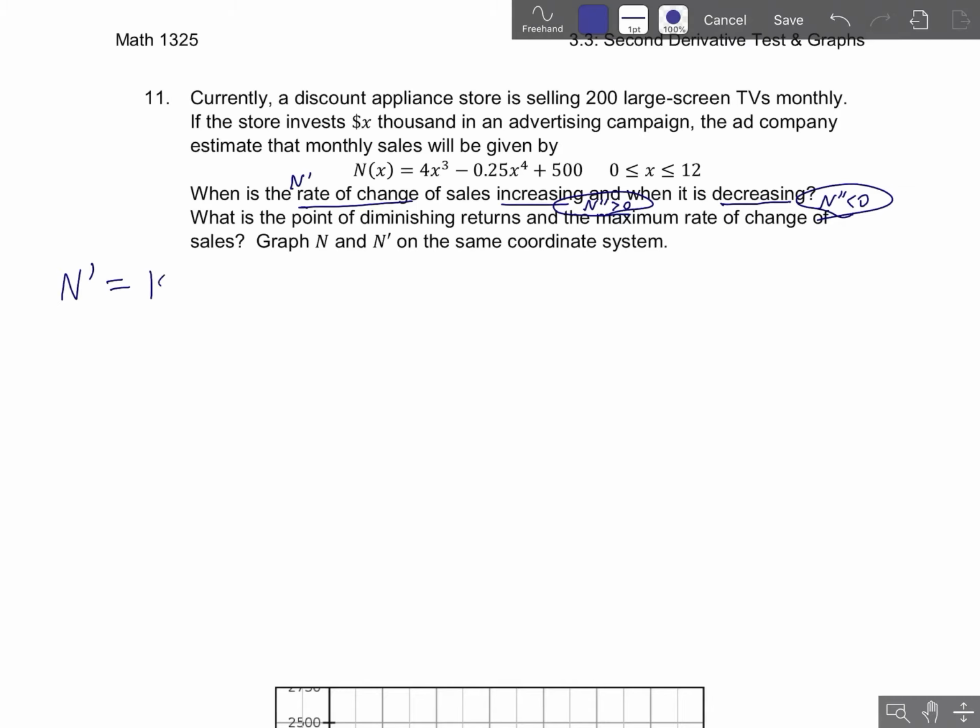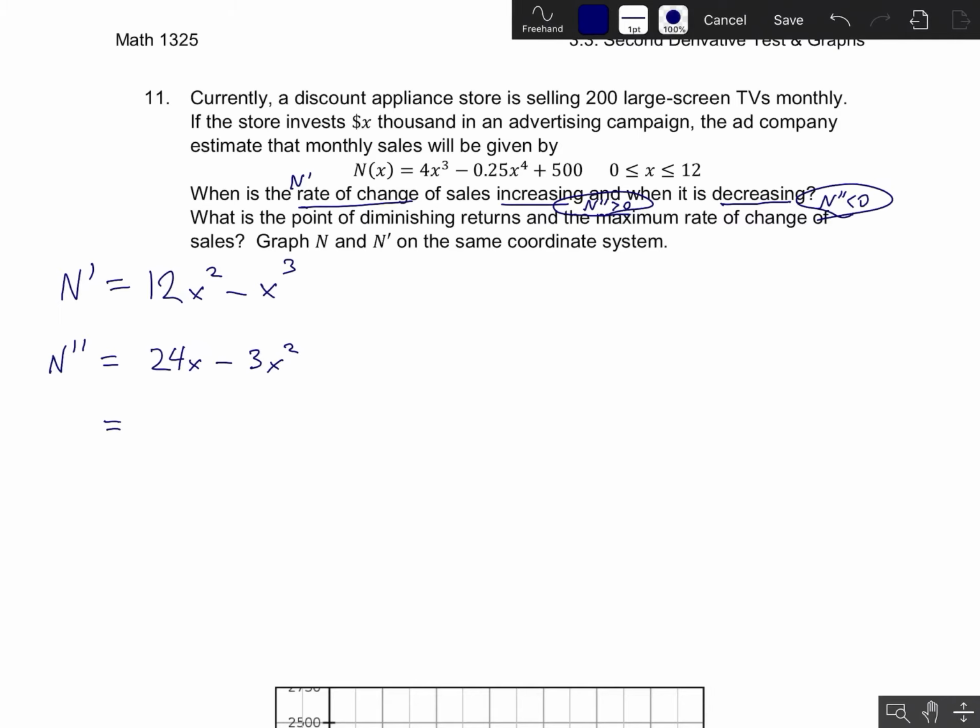So when we compute n prime, we're just going to use the power rule a few times. So this would be a 12x squared minus x cubed for that first derivative. And then n double prime is going to be a 24x minus a 3x squared.